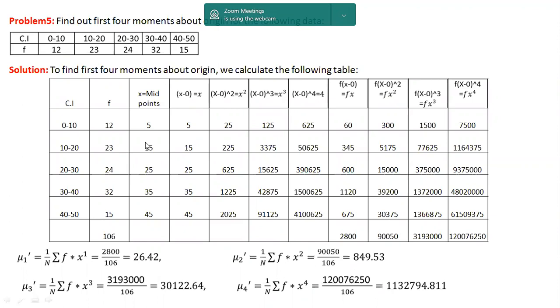From those mid values, again we are subtracting 0. 5 minus 0 equals 5, 15 minus 0 equals 15, like that. Then we are taking squares, cubes, and power of 4. Then we are multiplying each column with the frequency, taking the respective column sums, and substituting in the formulas to get the 4 moments.